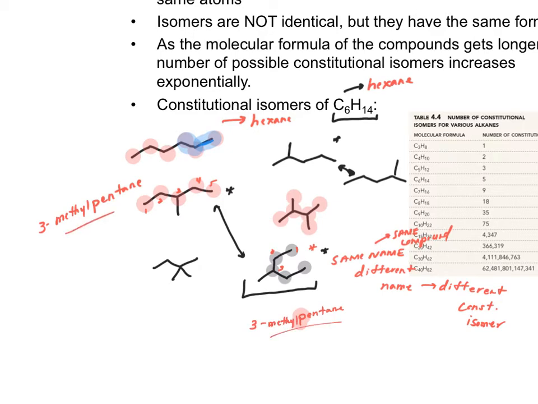So if you're asked, hey, are these the same compounds, or are they different compounds, are they constitutional isomers? If you name them and they have the same name, then it's the same compound, they're not constitutional isomers. If you name them, on the other hand, and they have a different name, then they're different compounds, and they're constitutional isomers of one another, right? As long as, again, they have the same molecular formula.